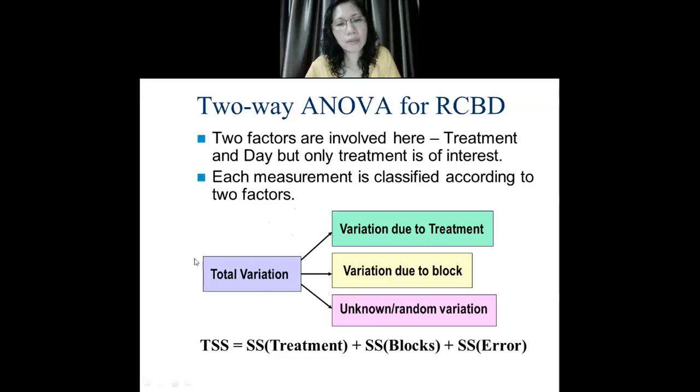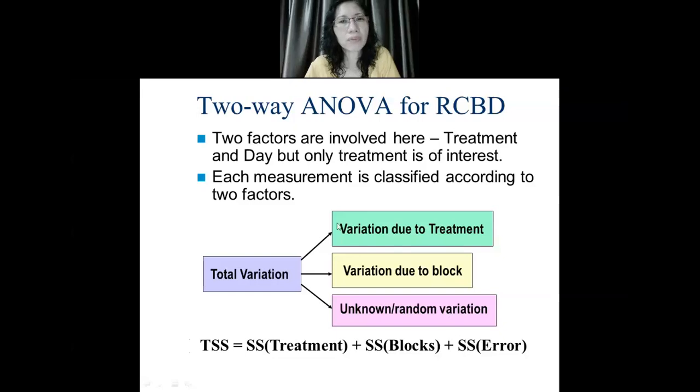So total variation is partitioned into variation due to the treatment, variation due to the block, and unknown or random variation. In symbol form, the total sum of squares, which measures total variation, equals sum of squares due to the treatment plus sum of squares due to the block plus sum of squares due to the error or unknown variation.